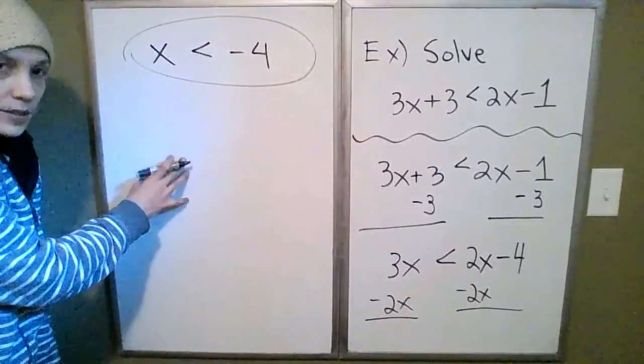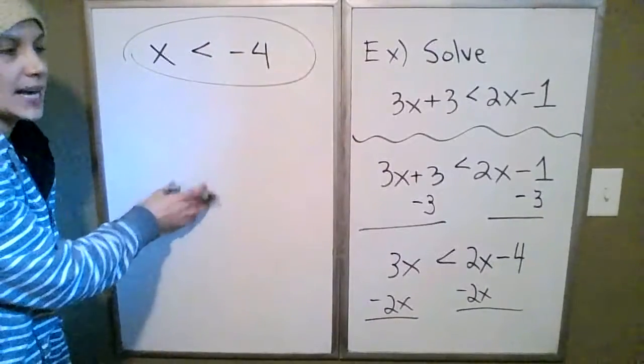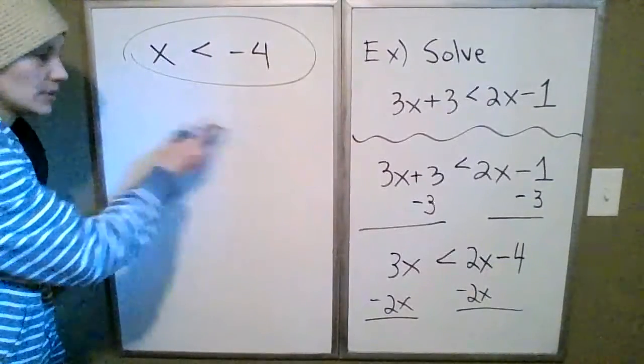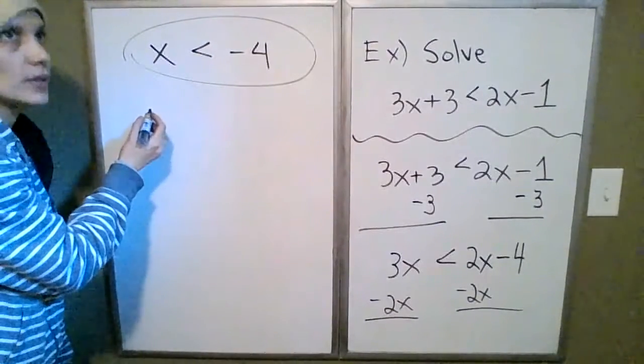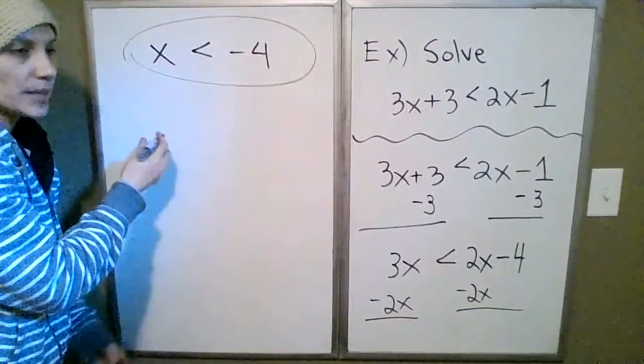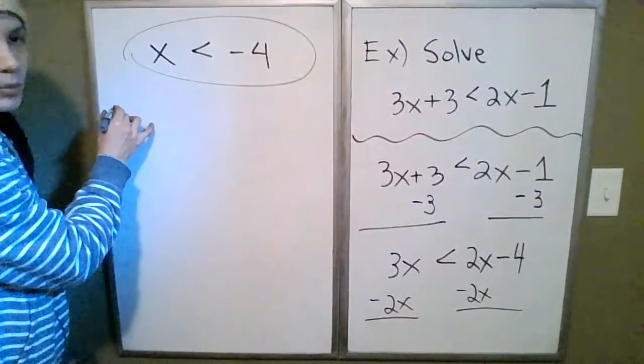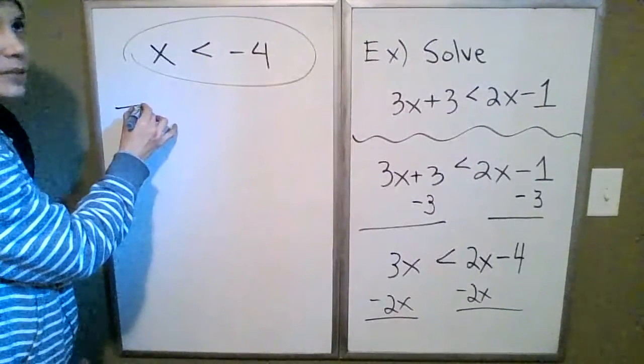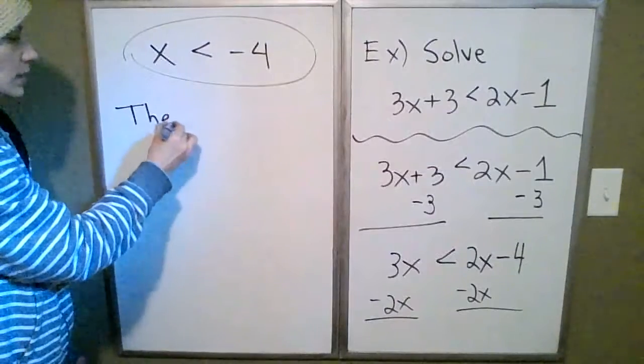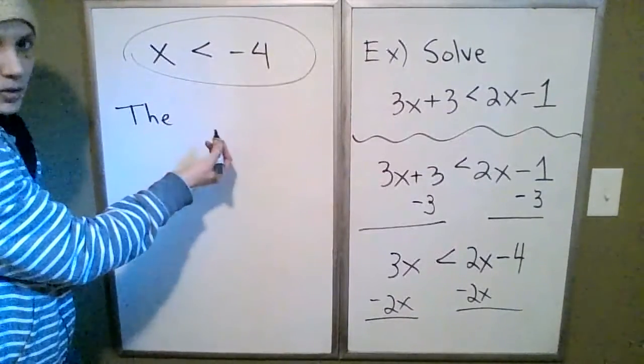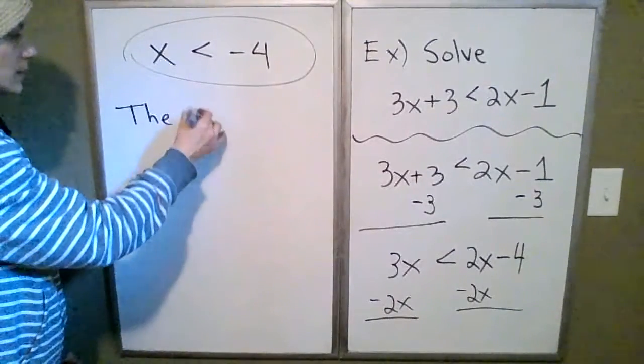And the way I started to do the problem is fine. It's just that I haven't shown the other property yet. So I would have needed to divide or multiply by a number, which we're going to go over. The multiplication property for inequalities.